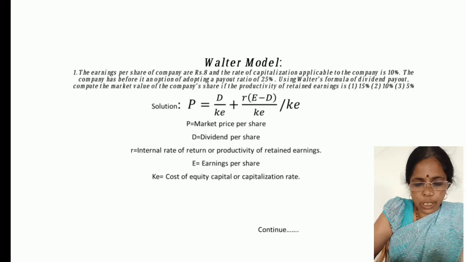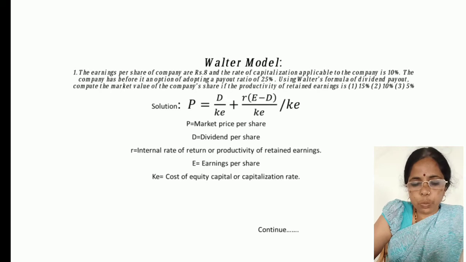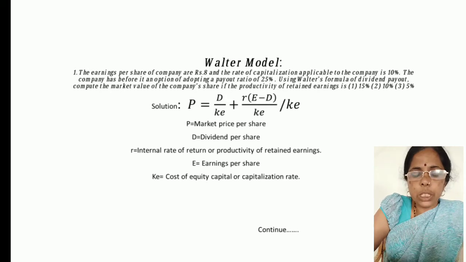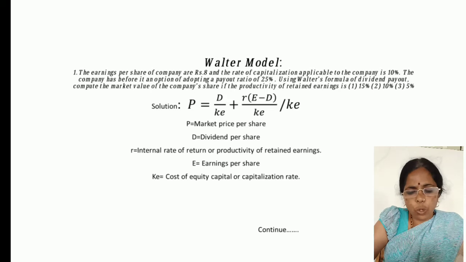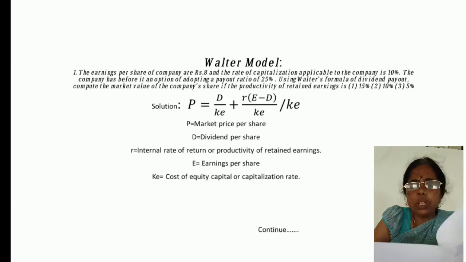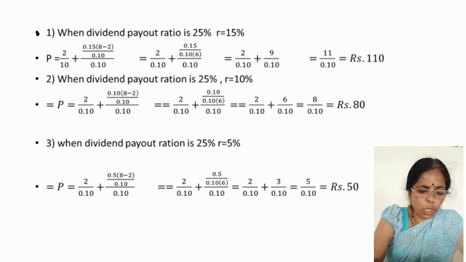Now the formula is P is equal to D divided by KE plus R in brackets E minus D divided by KE. Now we will discuss what this is. P is equal to market price per share, D is equal to dividend per share, R is equal to internal rate of return or productivity of retained earnings, E is equal to earnings per share, KE is equal to cost of equity capital or capitalization rate.